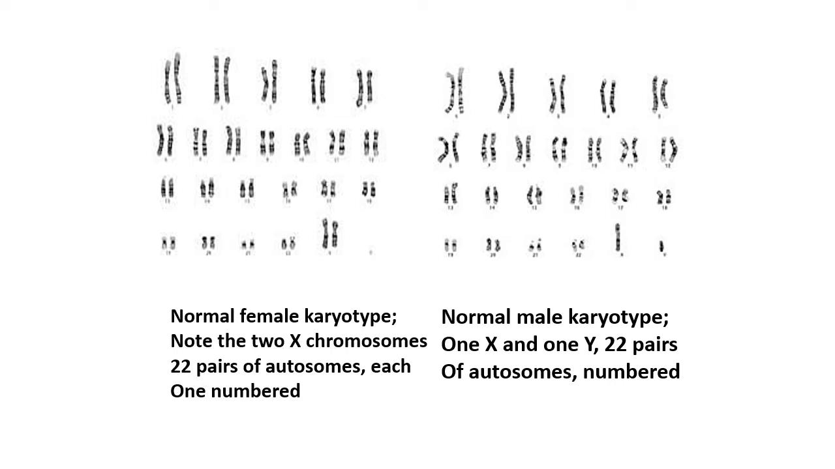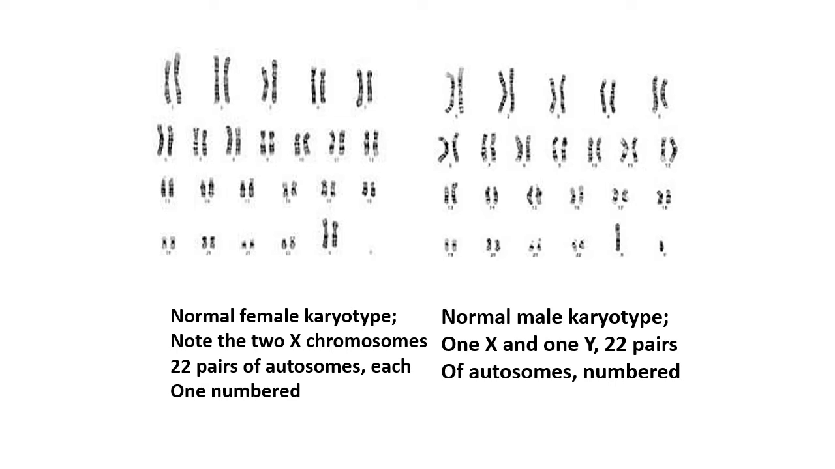The picture shows karyotypes of a normal female and a normal male. And the chromosomes are, of course, arranged in pairs in order, with 22 pairs of autosomes and then the sex chromosomes. Now we see that the female has 2 X chromosomes, whereas the male has an X and a Y.